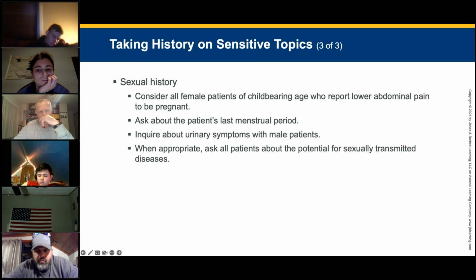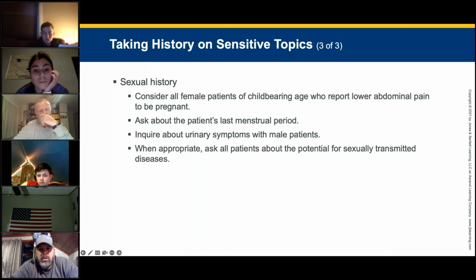Sexual history. Females of childbearing age with lower abdominal pain are always pregnant until proven otherwise. They can tell you that they're not sexually active. They can tell you there's no chance I'm pregnant. I took a test. There's no way. It couldn't have happened. We used protection. They are pregnant until proven otherwise. You have to treat them that way.